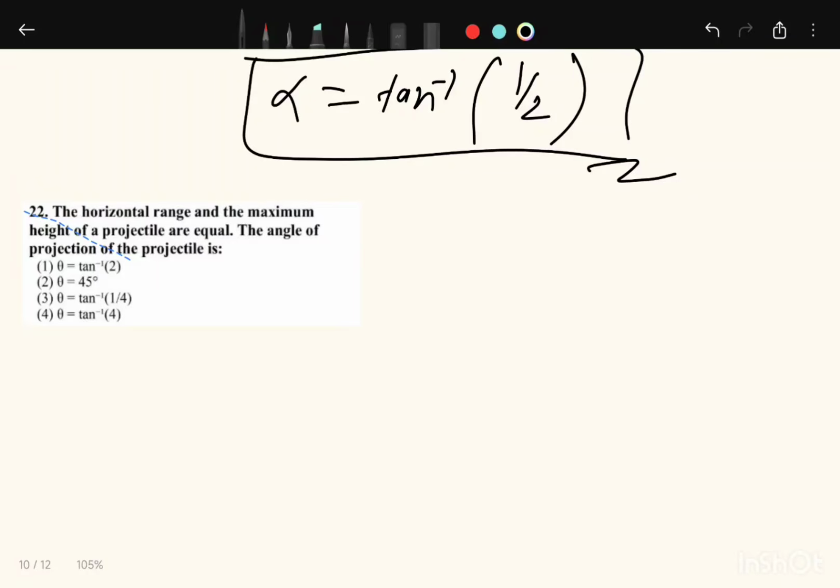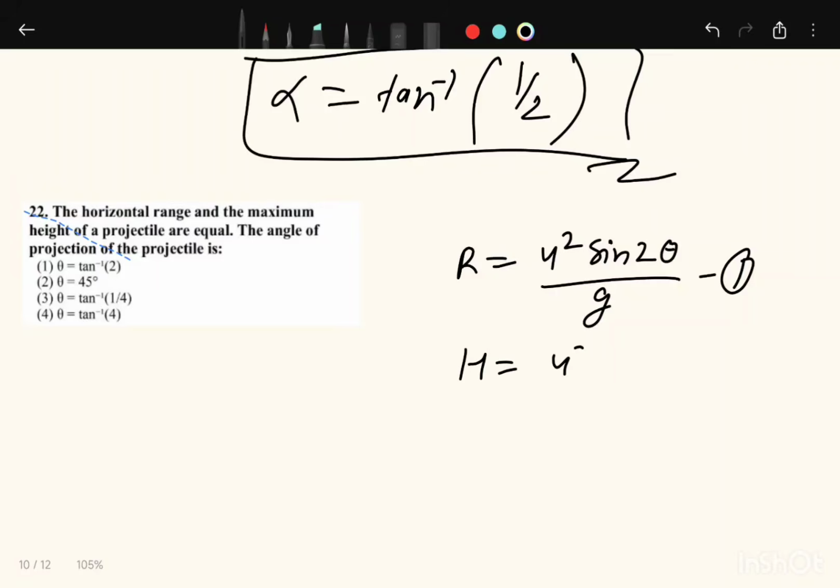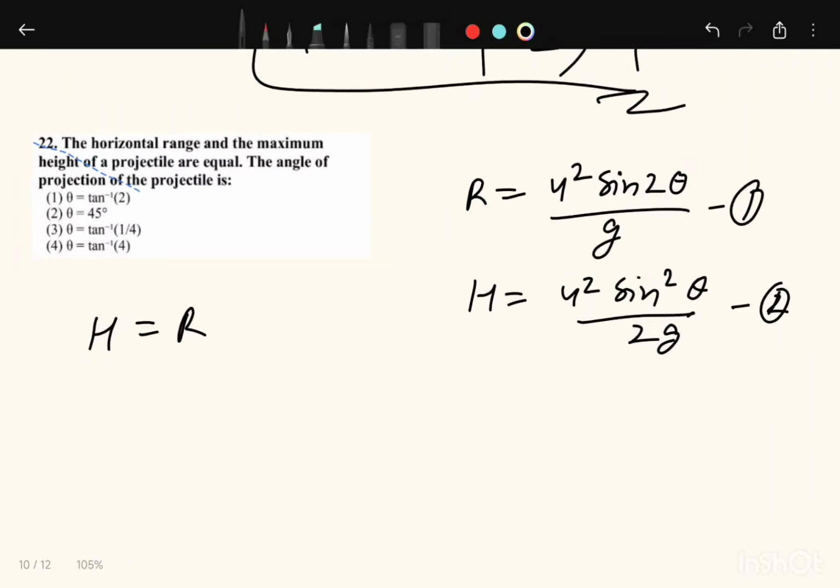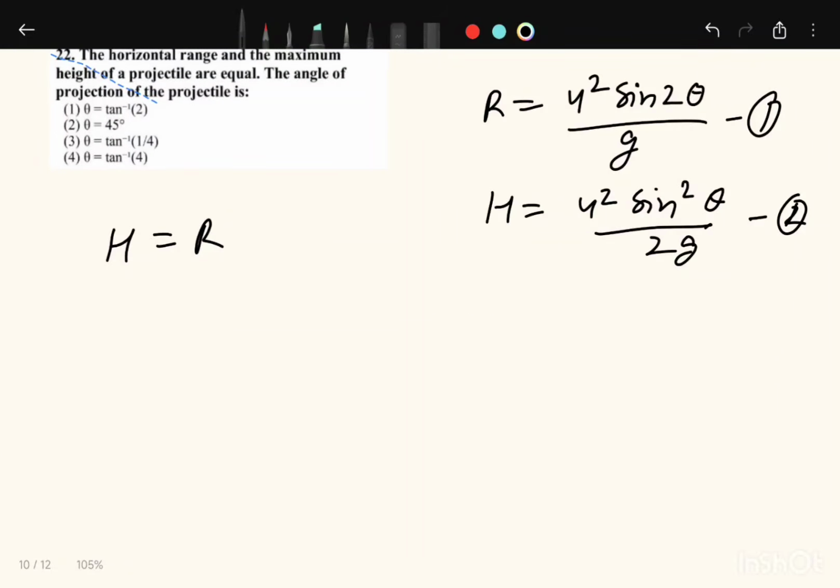So horizontal range and maximum height. Horizontal range is R equal to u square sine 2 theta by g, right? And what is our maximum height? Maximum height is u square sine square theta by 2g. So according to the question, this H is equal to R. So just put the values of H and R equal to each other.